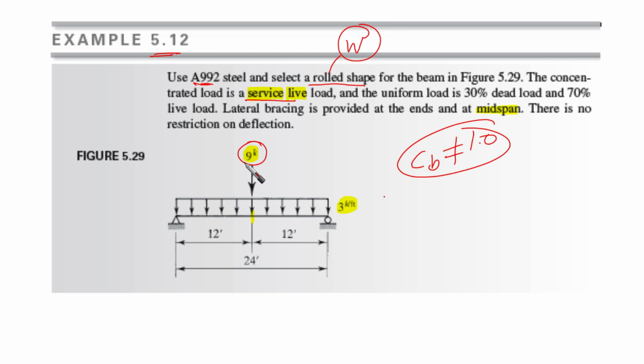This is a service load. And the uniform load is 30% dead and 70% live, which is 3 kips per foot. Lateral bracing is provided at the ends and at midspan. So we have lateral support here. This means that our unbraced length LB equals 12 feet. Okay, there is no restriction on deflection. It means there is no need to check the deflection in this case.